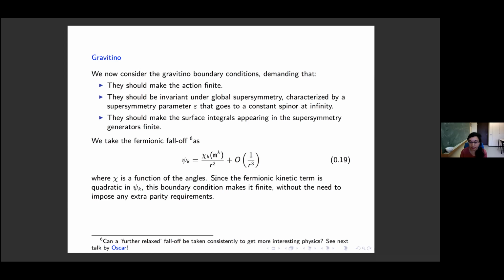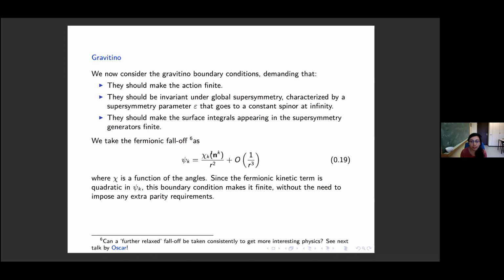Now, a slight digression: you may ask if these are the optimal fall-off conditions, or is there a possibility to relax these fall-off conditions consistently to get some more interesting physics. This was in fact our next project, and this will be covered by Oscar in the next talk.